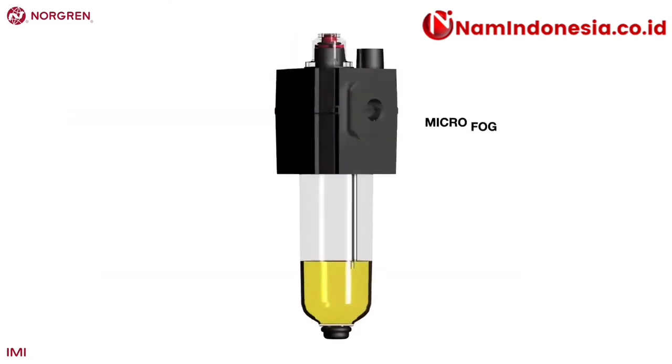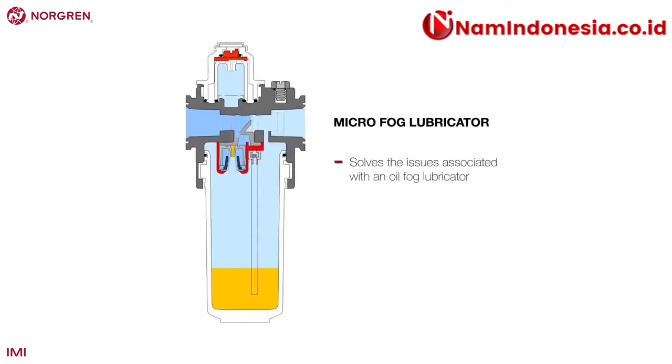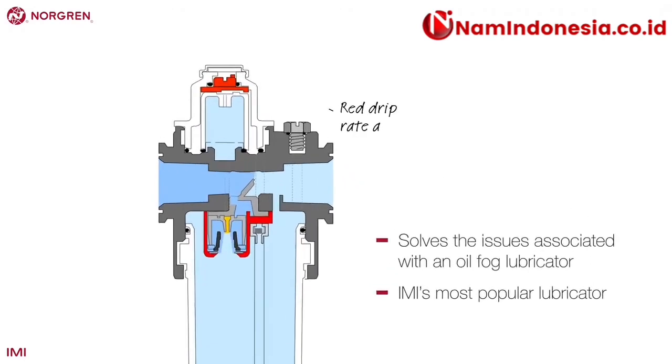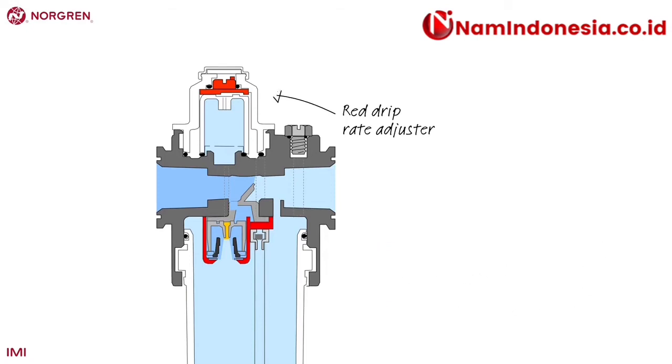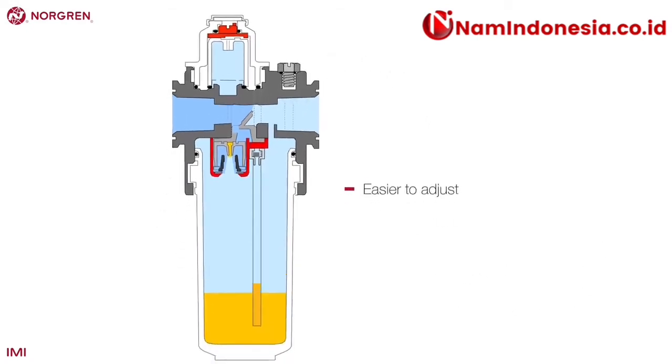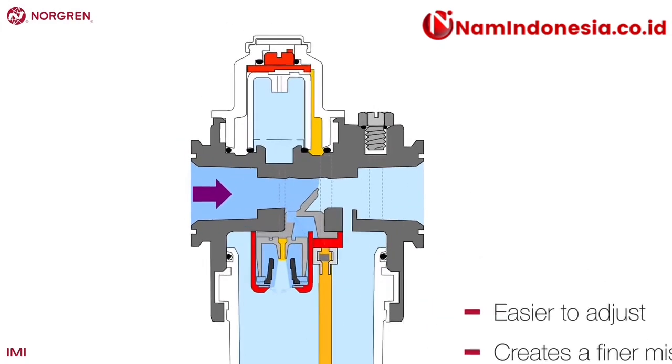The microfog lubricator is a Norgren innovation that solves the issues associated with an oil fog lubricator. It's our most popular lubricator, is only available from Norgren, and can be identified by the red drip rate adjuster on top. The microfog lubricator is easier to adjust and creates a much finer mist that allows the oil to travel further downstream, even uphill. The oil will reach anywhere the air flows.